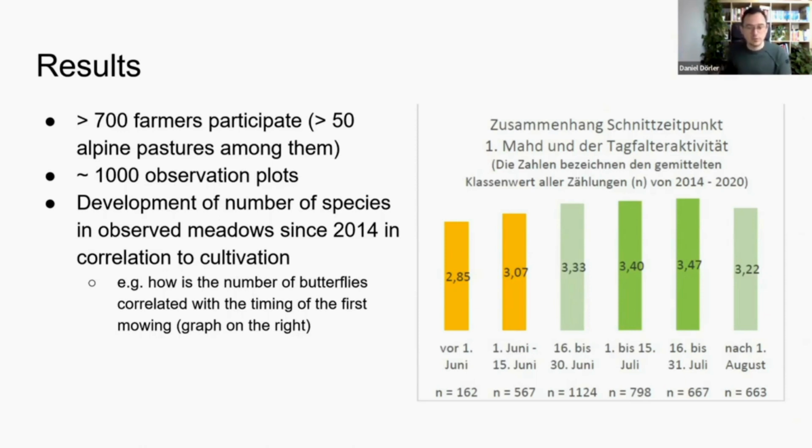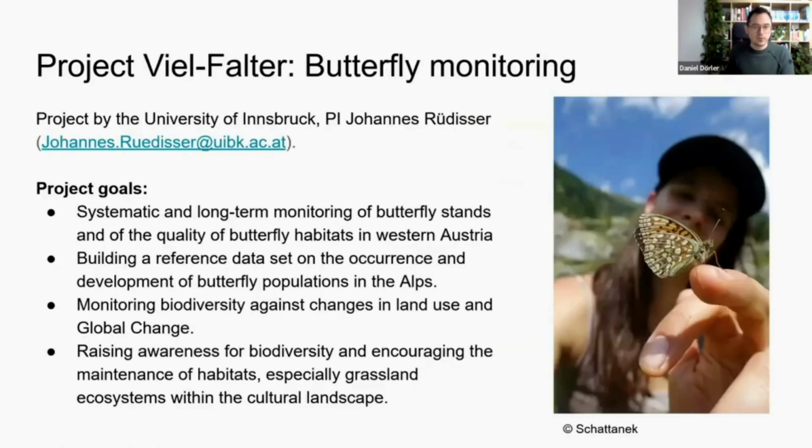So on the right side, there is a graph from the project, which is showing that farmers who do the first mowing of their meadows in June observe significantly fewer butterflies than if they do the first mowing in July. So they can really show this across a bigger geographical scale.